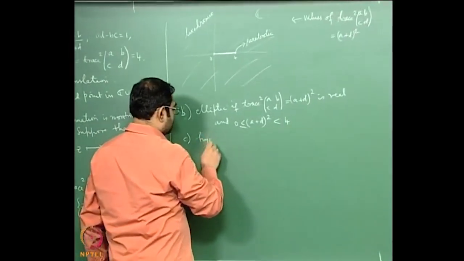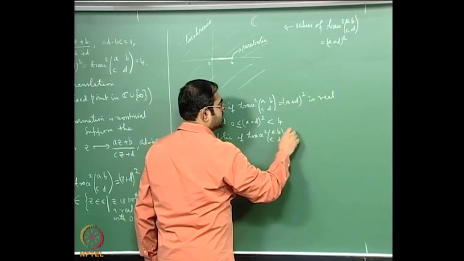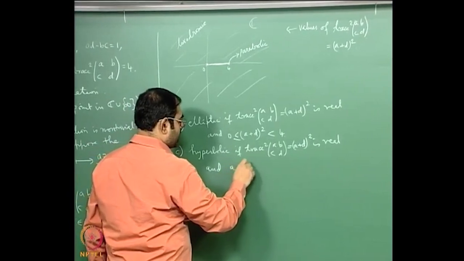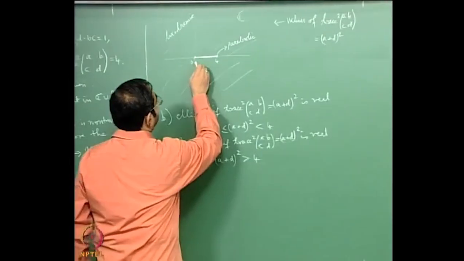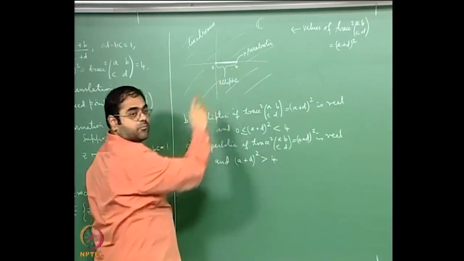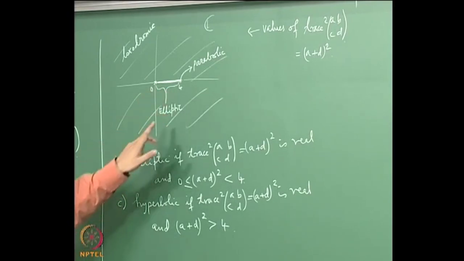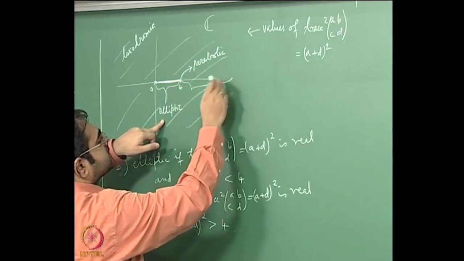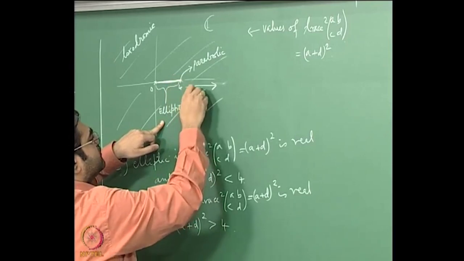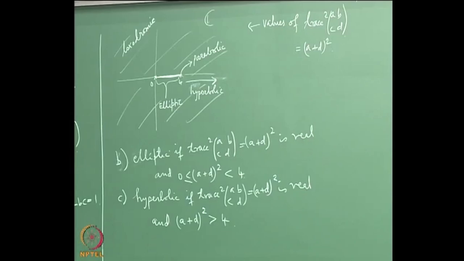So hyperbolic if trace squared of ABCD, which is (a plus d) the whole squared, is real and (a plus d) the whole squared is greater than 4, okay. So you see this region, it is elliptic, not inclusive of the point 4, but everything from 0 up to something less than 4, up to all values less than 4, it is elliptic, okay. And then from beyond 4 onwards, it is hyperbolic, okay. So these are the definitions, okay.